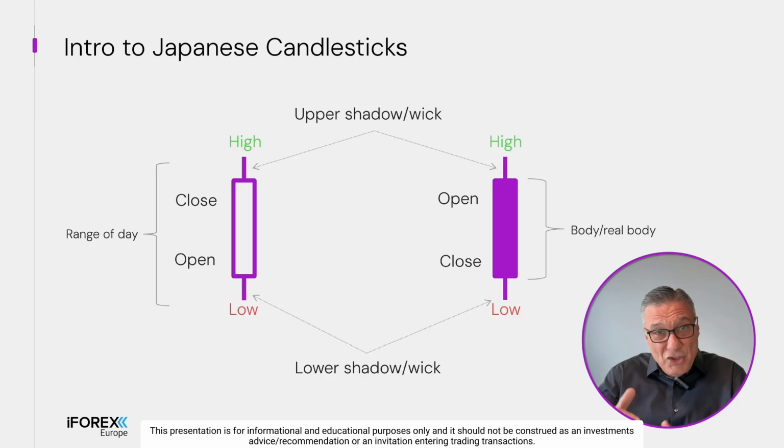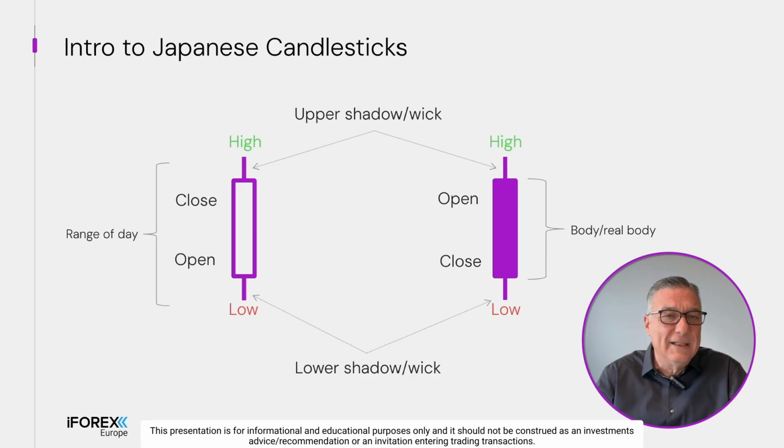Now, the distance between the open and the close price, this rectangle, is called the body or real body. We can use either term interchangeably, right? Now, the distance between the high and the low price is called the range of the day. But since we have different time frames nowadays, we can call it the range of the session, right? It makes more sense. In the old times, it used to be a daily time frame only. Nowadays, of course, we have a lot more time frames.